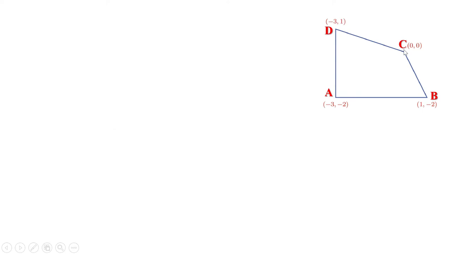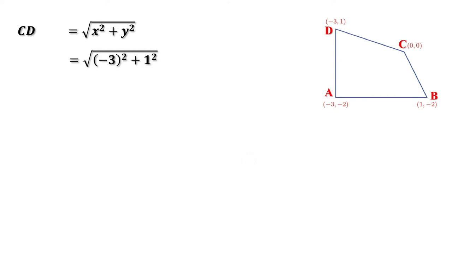Now let us find the length of the side CD. It is the distance from the origin to the point -3, 1. Therefore, CD is equal to the root of -3 square plus 1 square. -3 square is 9 and 1 square is 1. So this can be written as the root of 9 plus 1. 9 plus 1 is 10. Therefore, CD is root 10. That means the length of the side CD is root 10 units.